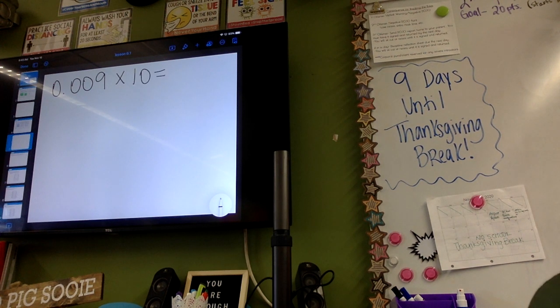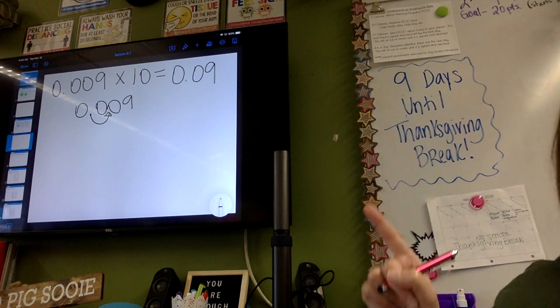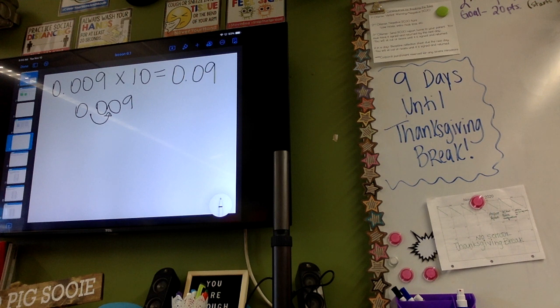Now all you have to do is move your decimal over 1 spot. So I have 0.009 and I multiply times 10. I move my decimal point over 1 spot, so that becomes 0.09. Okay, so when you have a decimal and you multiply by 10, you move the decimal 1 spot to the right.